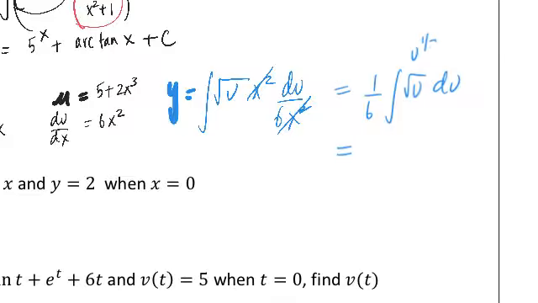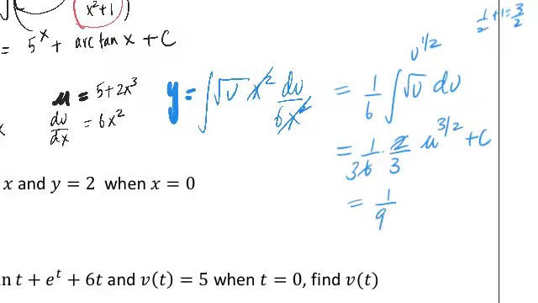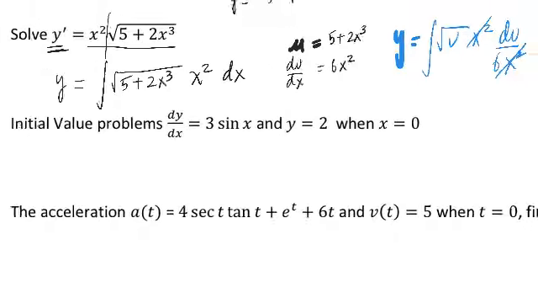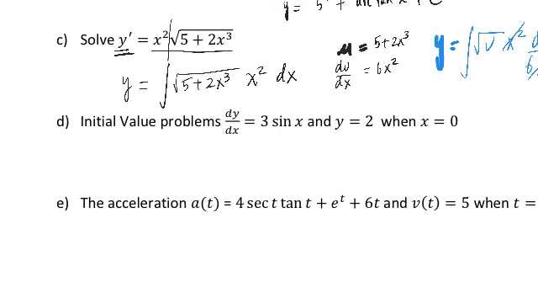This is going to be like u to the 1/2, so add 1 and it becomes 3/2, and then flip that to 2/3, so 1/6 times 2/3, and u to the 3/2 plus c, so final answer 1/9 u, which was this, it was 5 plus 2x cubed. Let me just write that more carefully. 5 plus 2x cubed all to the 3/2 plus c, right? So another general solution. Next one is reminding us of particular solutions, right?